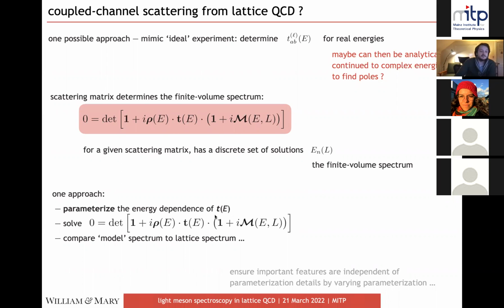Now, you might worry that by doing this, you're introducing bias because you parameterize T of E, and of course, that's absolutely right. You can do that. So our approach has been to try many parameterizations and examine which features are essentially independent of the details of the parameterization. So let me show you some examples.